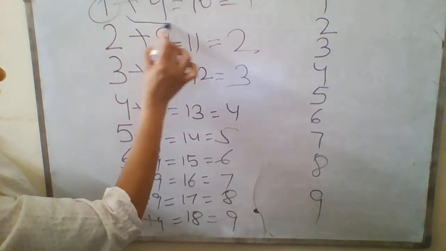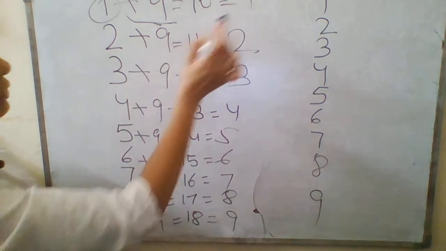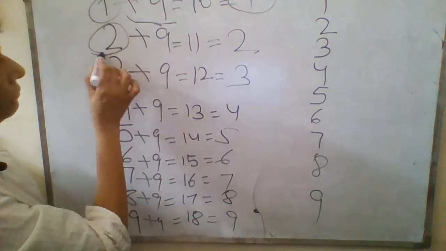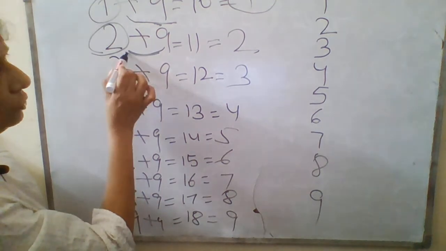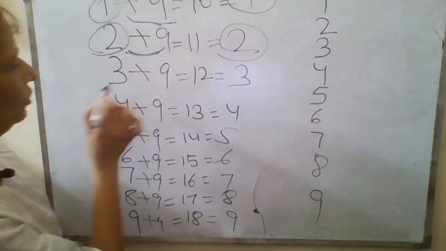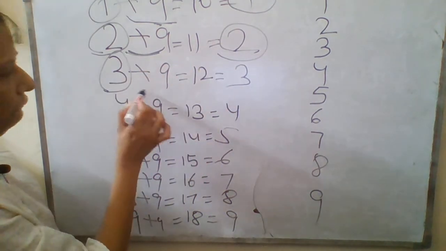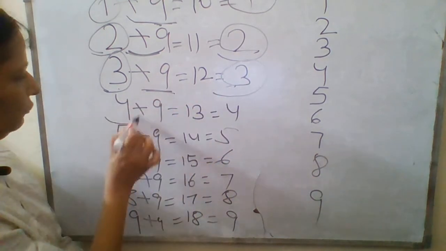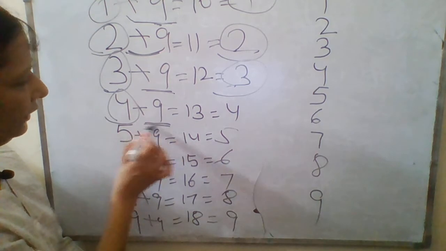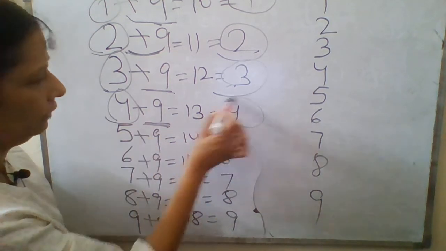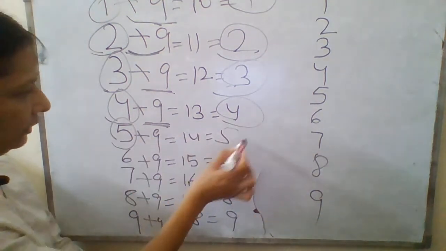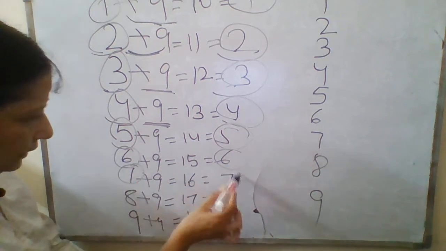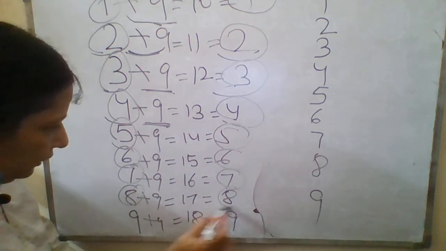If you add 9 to 1, you will get the DR 1. This is 2. If you add 9 to 2, DR will be 2. This is 3. If you add 9 to 3, DR will be 3. This is 4. If you add 9 to 4, DR will be 4. Like this, 5, here DR is 5. 6, DR is 6. Like this, in all these you can find out.